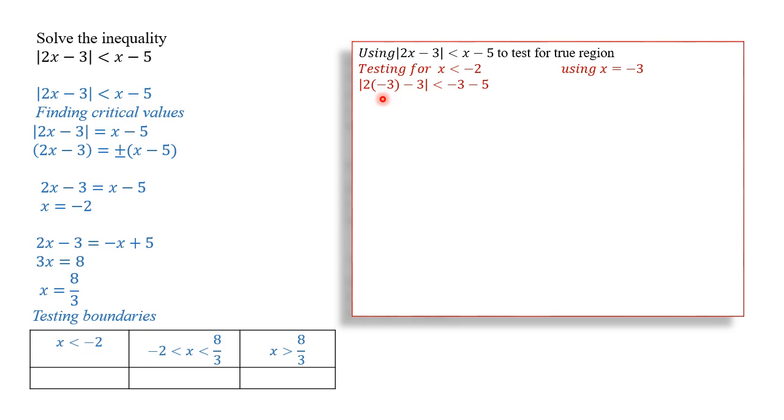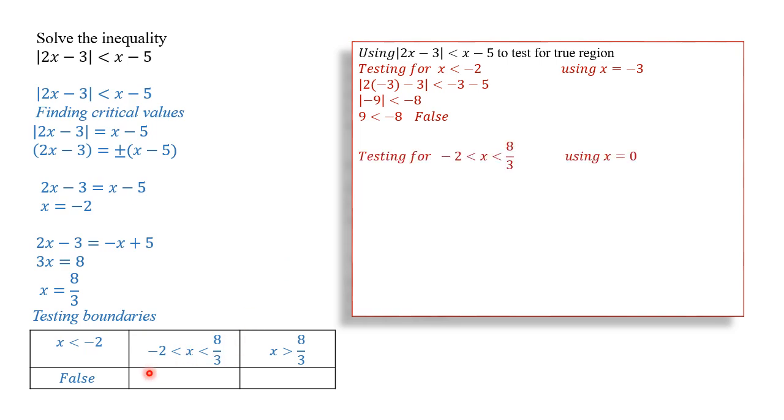So we are going to have modulus of 2 times minus 3 less than minus 3 minus 5. So we have modulus of minus 9 less than minus 8, which gives us 9 is less than minus 8. So 9 is not less than minus 8. This is a false statement, which makes the region of x less than minus 2 a false region.